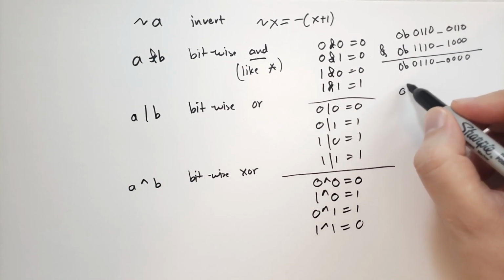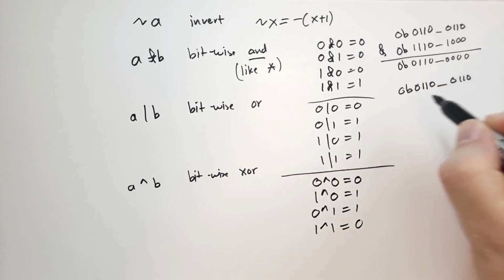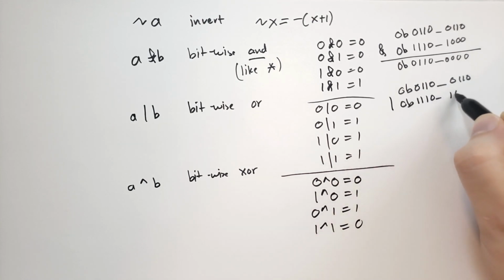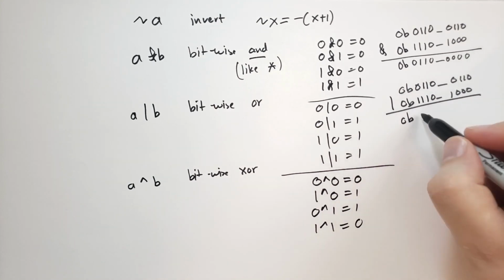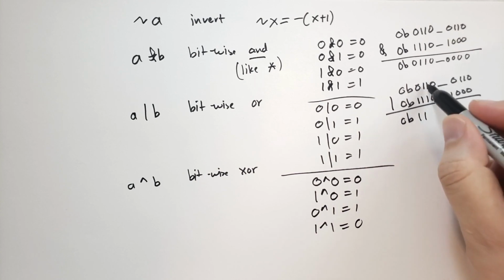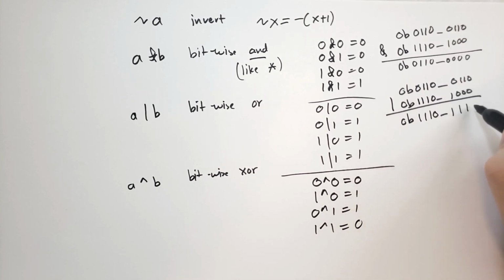Let's do OR. So we have 0B00110110, and we're ORing that with 0B11101000. What that gives you is, let's go from the left this time. Well, that one's true because one of them's true. Both of them are true. Both of them are true. None of them are true, so it's 0. One of them is true. One of them is true. One of them is true, and none of them are true. So 1, 1, 0, 1, 1, 0.